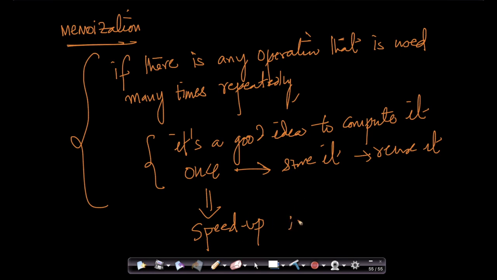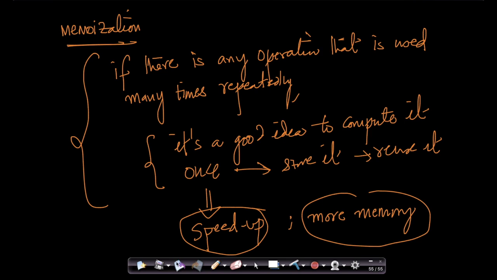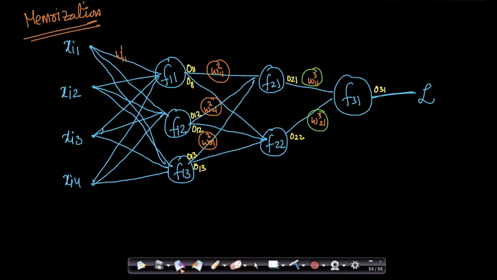Of course, it takes slightly more memory because you're storing these derivatives, but it will speed things up enormously. Because instead of computing 20 times, or maybe 100 times in some cases, you're only computing it once. So let's write it down.